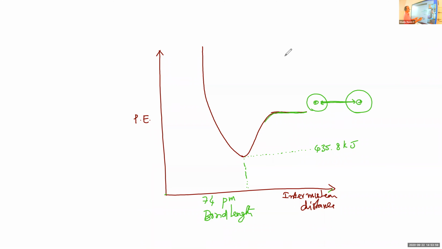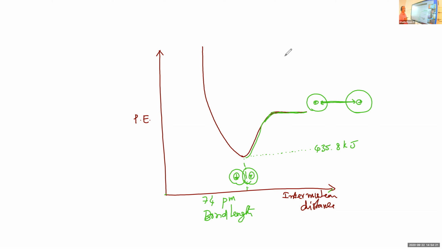The internuclear distance is decreased. And here there is a sudden dip, a dip in the energy. Okay. And it reaches a minimum. And this is the minimum equilibrium position. Here there is the formation of the hydrogen molecule.